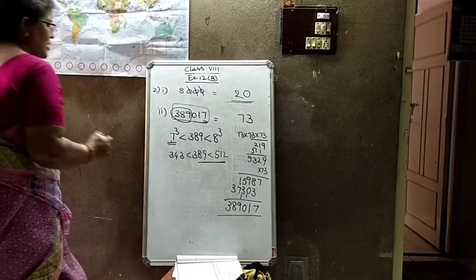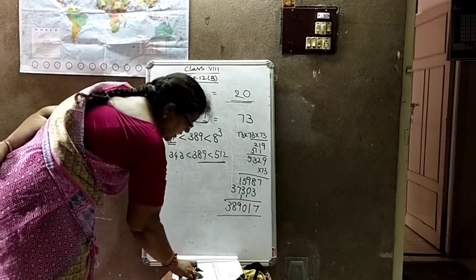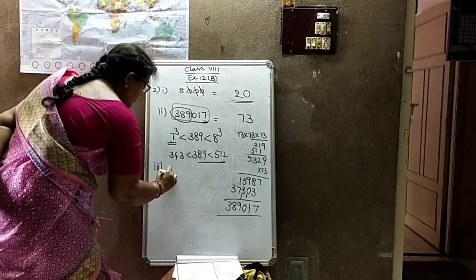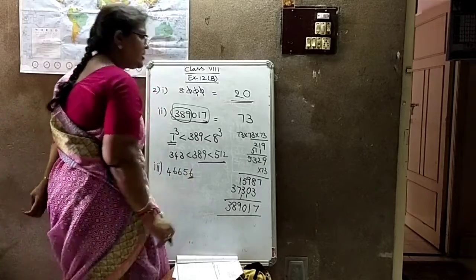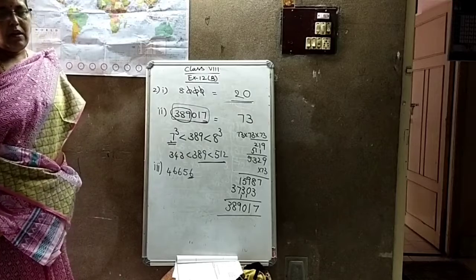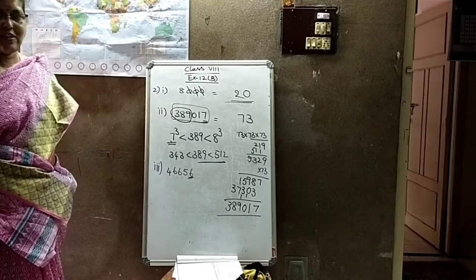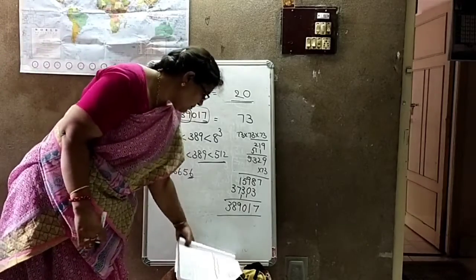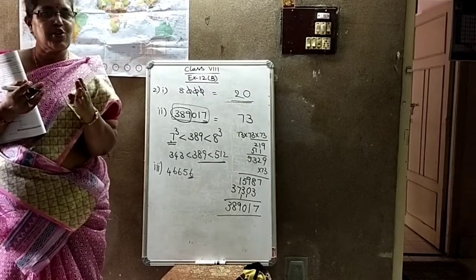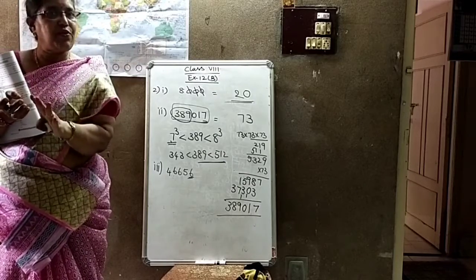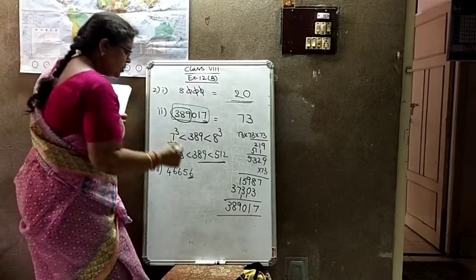The next one also I'll finish, it is easy. 46656. 6 is there in the units place. Either 4 or 6, we don't know which we will get. If you take 4: 4 4s are 16, 16 4s are 64, no chance. So 6 is the possibility. So take 6.